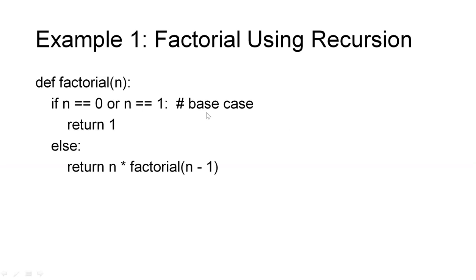The first example we are going to see based on the recursion concept is factorial using recursion. So I'm defining the function factorial of n. If n equal to 0 or n equal to 1, this is a base case, it will always return 1, or else it will return n star factorial of n minus 1. That is a recursive call. So if I am printing factorial of 5, it will give you the output as 120.